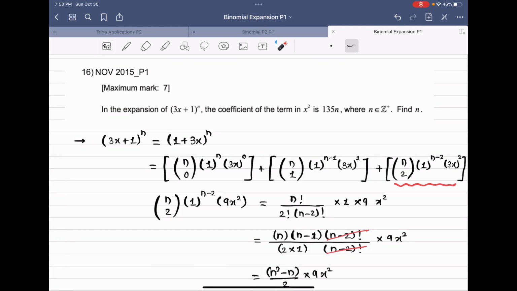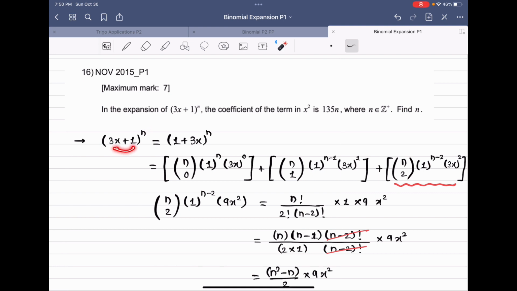November 2015, paper 1, maximum mark 7. In the expansion of (3x + 1) raised to n, the coefficient of the term in x squared is 135n, where n belongs to positive integers, Z plus. Find the value of n. So (3x + 1) raised to n, I'm just interchanging these two terms.